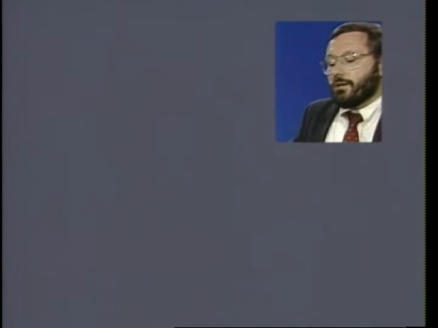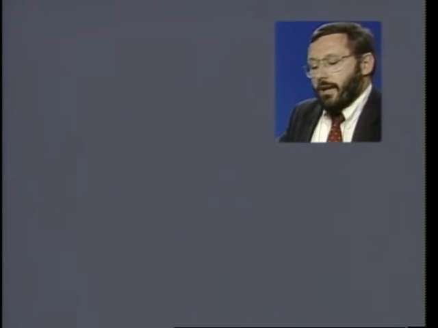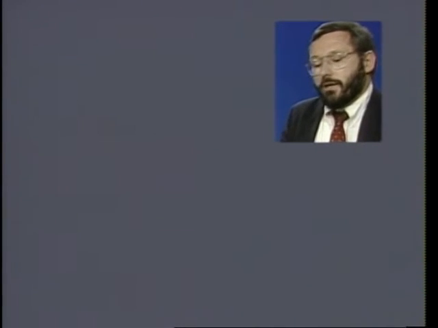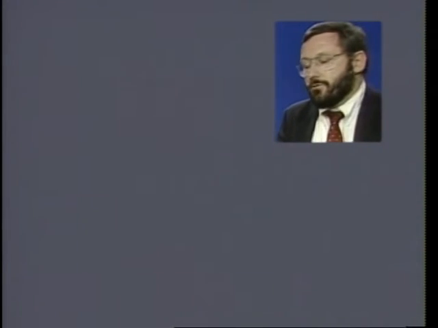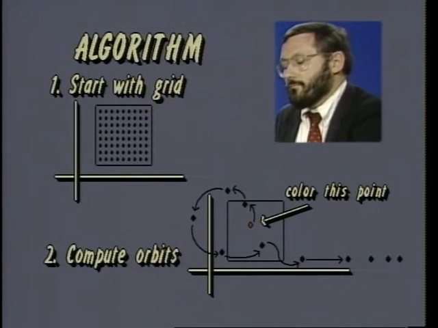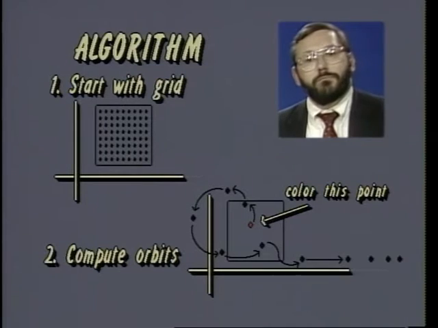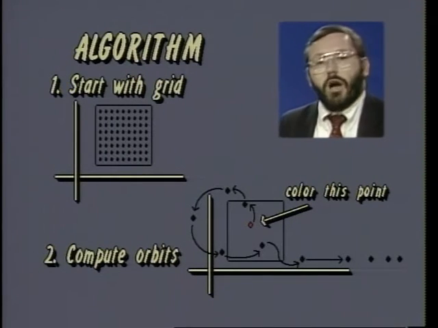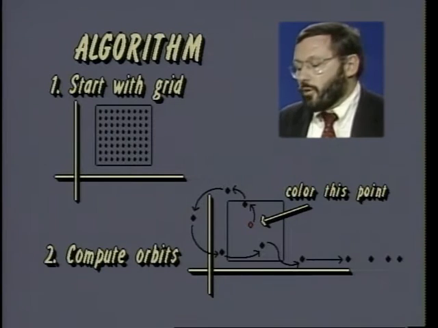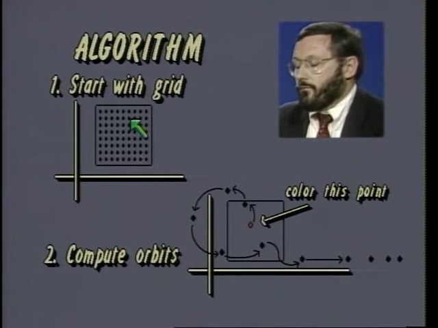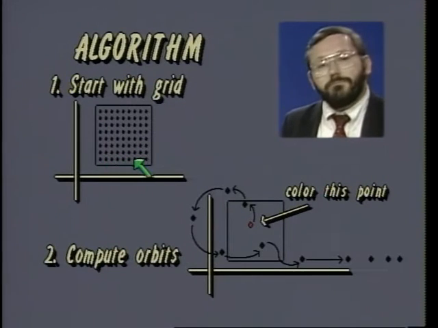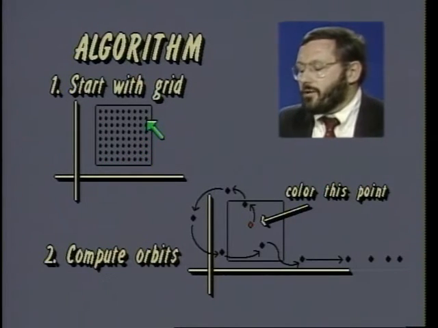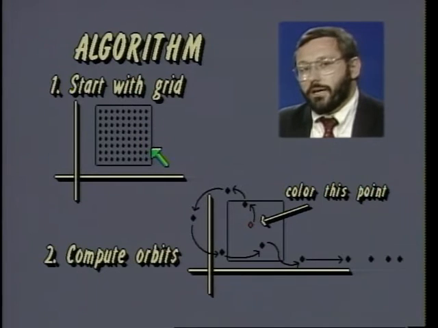How do we compute the Julia sets? Well, the algorithm for computing the Julia sets makes use of the theorem we just mentioned. Here's an outline of the algorithm. What we'll do is start with a square in the complex plane and fill it with a grid of points, maybe 400 by 400, or if we have lots of computer money, 1,000 by 1,000. And then we'll iterate each point in this grid.